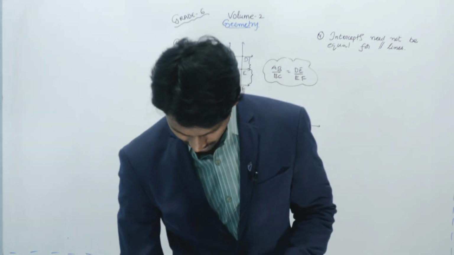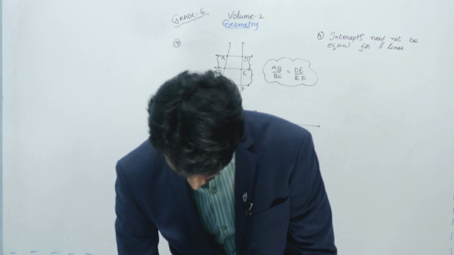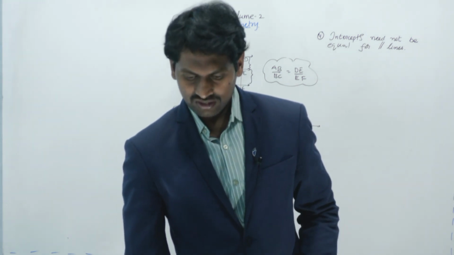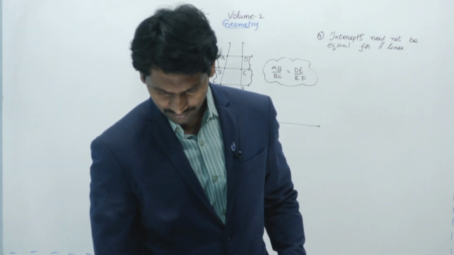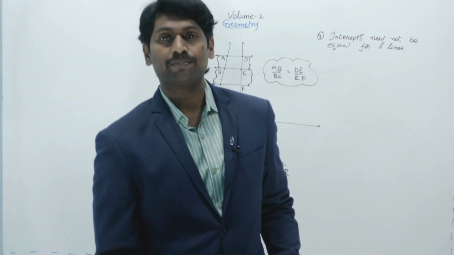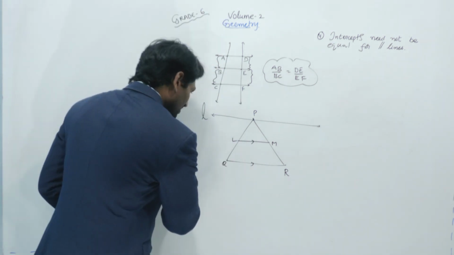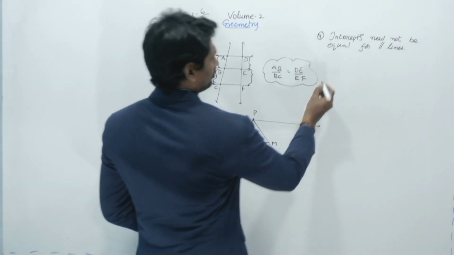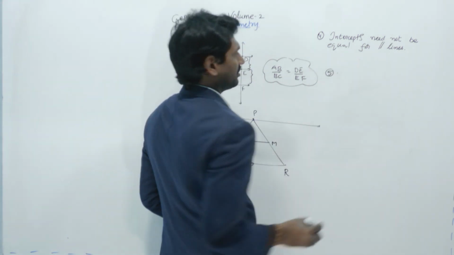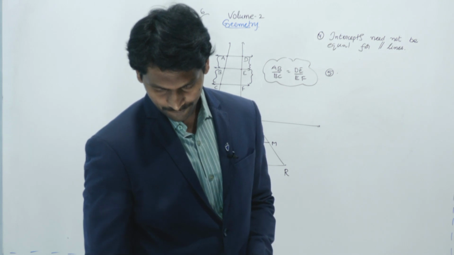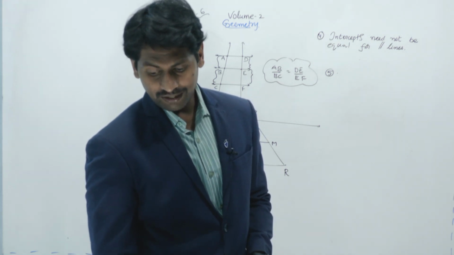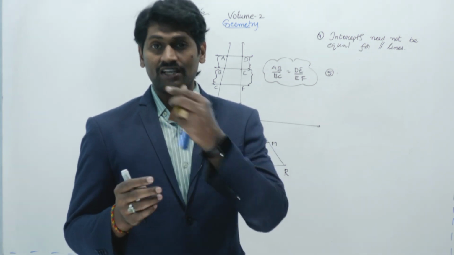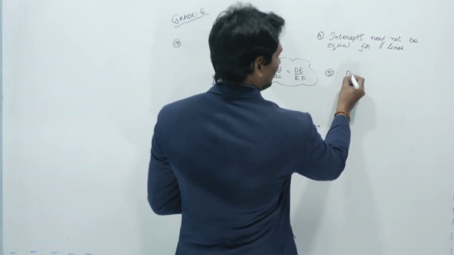Sorry, this question is from the exercise, but we are in concept based questions, so just change the question. Question number 5 is: if the intercepts are equal, we can say that the given lines are parallel.